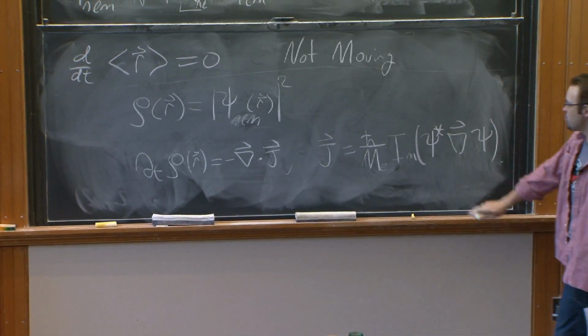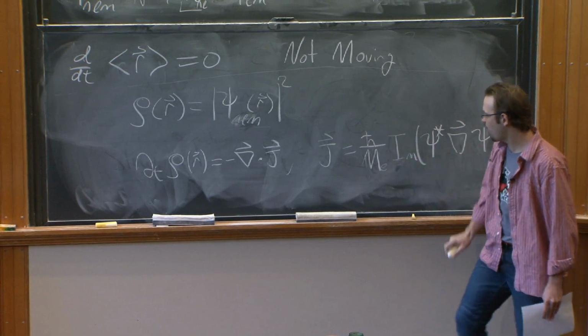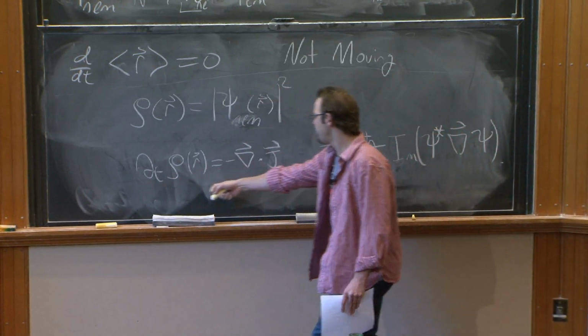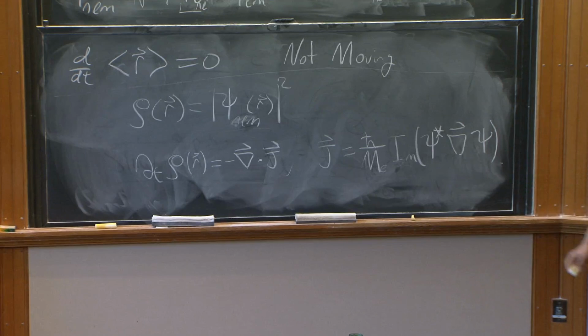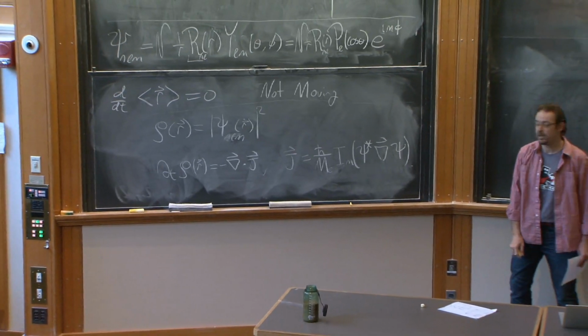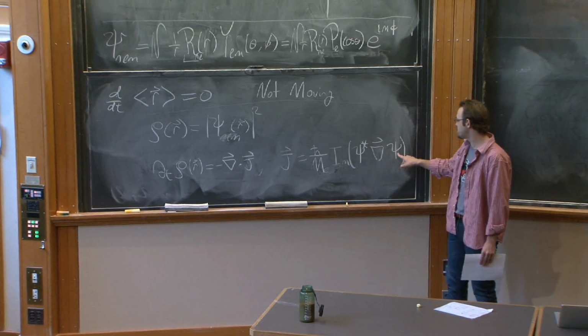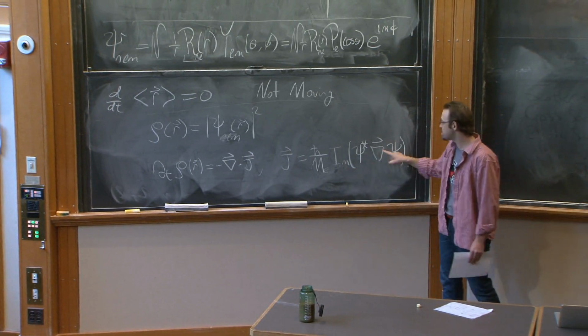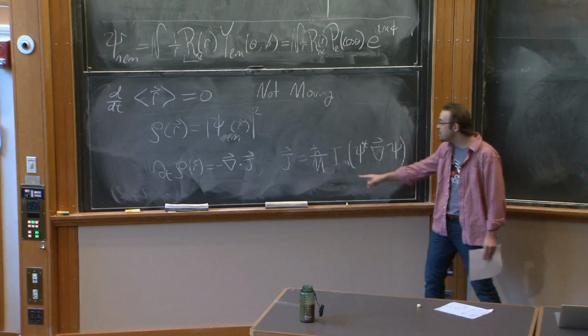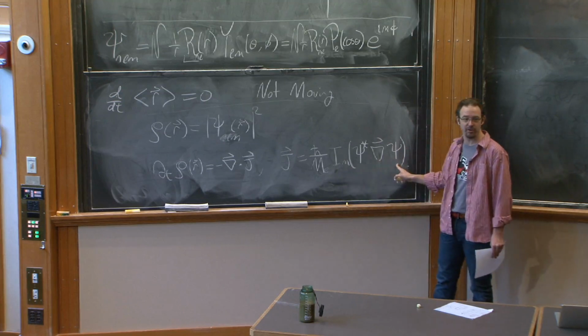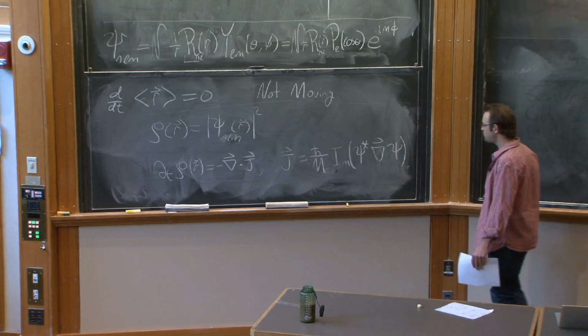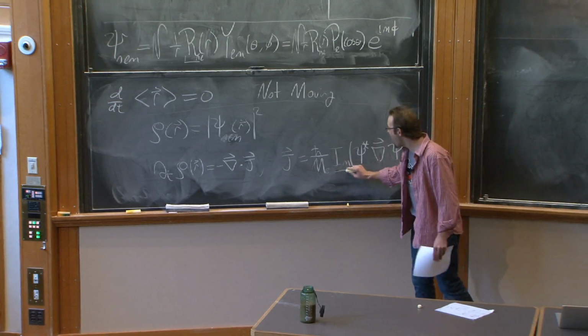And you showed on a problem set long ago that this is true if J takes this form by virtue of the Schrodinger equation. Now we usually write this as 1 over 2i times psi star gradient psi minus psi gradient psi star, but that's equal to the imaginary part of the first term. The thing I want to emphasize is the imaginary part.